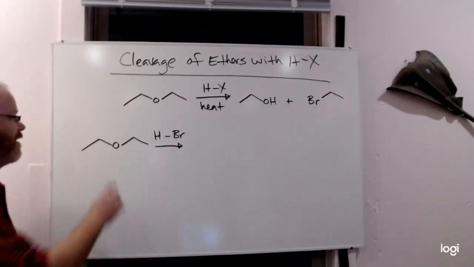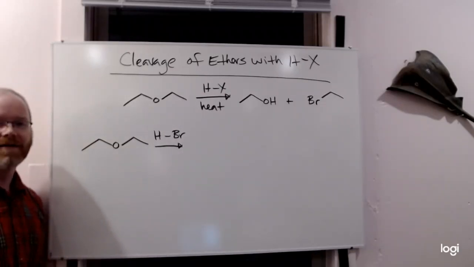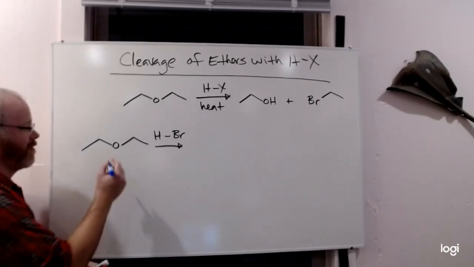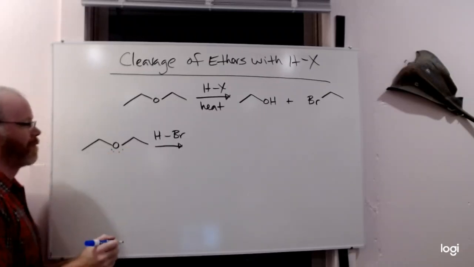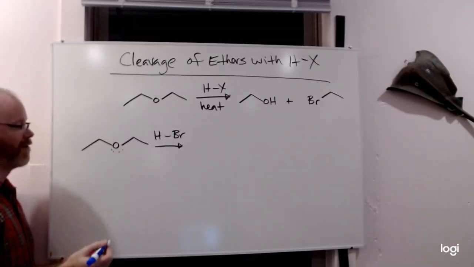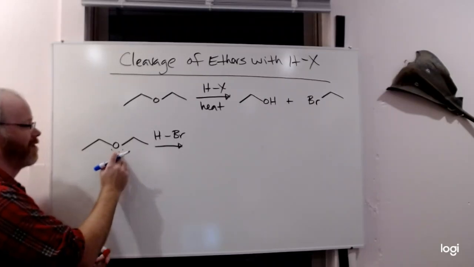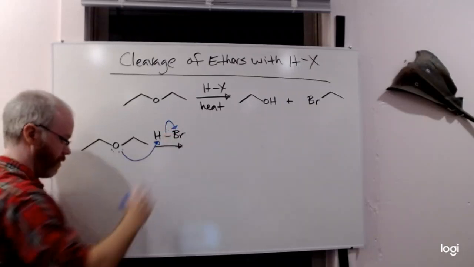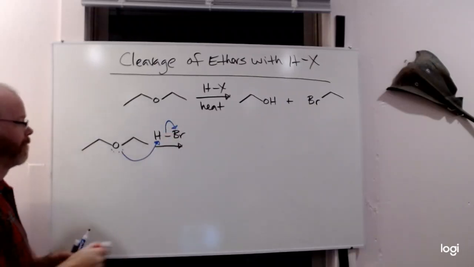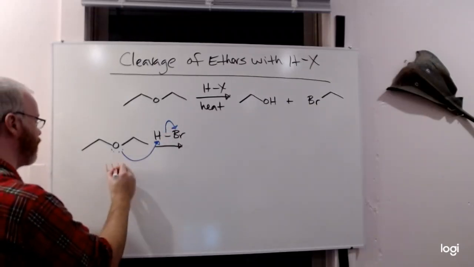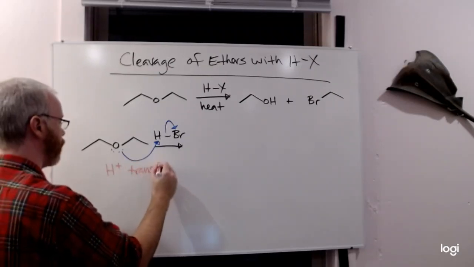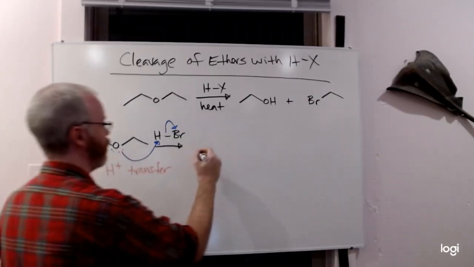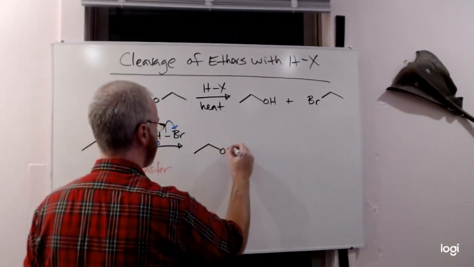So again, ethers react a lot like alcohols. They don't have a good leaving group. They're not a particularly strong nucleophile, right? But you can do reactions with acids with them. So you can protonate this oxygen atom with a strong acid like HBr. All right, so our first step, just like with alcohols, is a proton transfer. And that gives us just the protonated version of this diethyl ether.